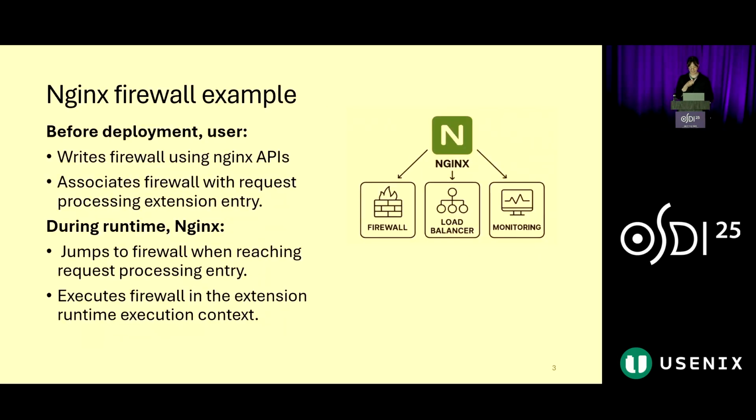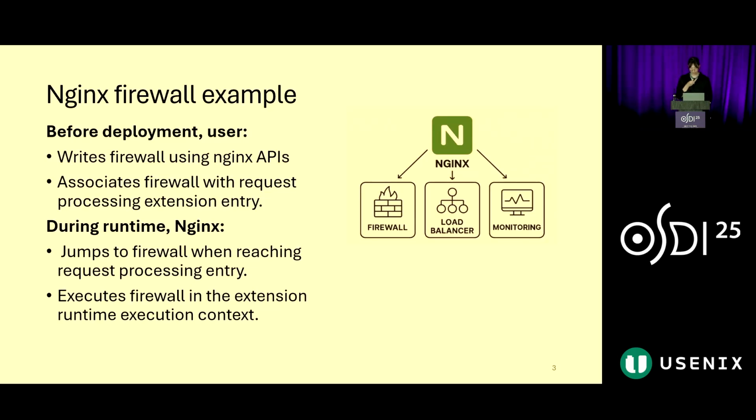Take Nginx as an example. Different Nginx deployments need different extensions. Some need firewalls to block malicious requests, others need load balancers to distribute traffic, and many need monitoring for observability. Consider a user who wants to deploy a firewall extension to block malicious requests.